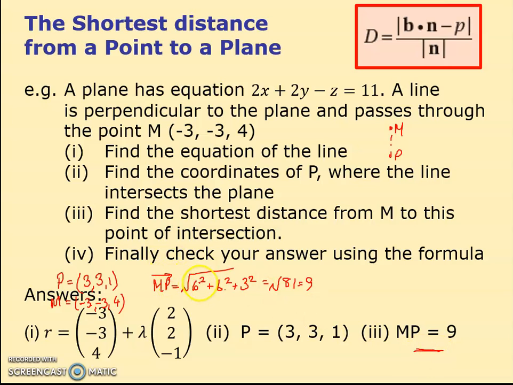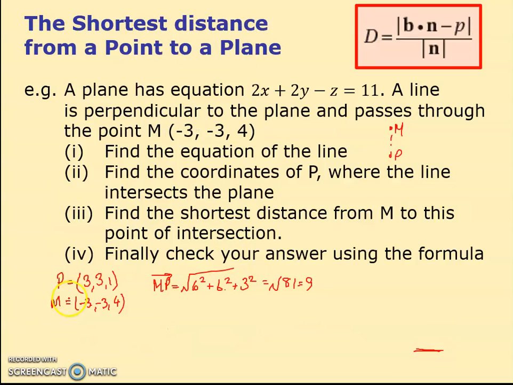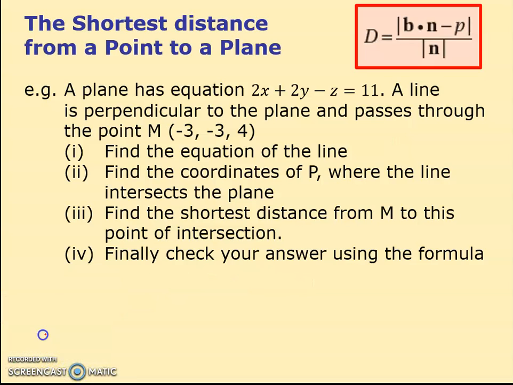Now, of course, what it wants me to do is to check my answer using the formula. So this is the bit I've not shown you yet, and this is the bit I want you to see. To get this, I can use the position vector, which this point gives me. This B is actually the position vector of this. So my B is really what they've called M. So I use that point and I dot it with my N for my plane, 2, 2, and minus 1. What's that give me? It gives me minus 6, minus 6, minus 4, which is minus 16.